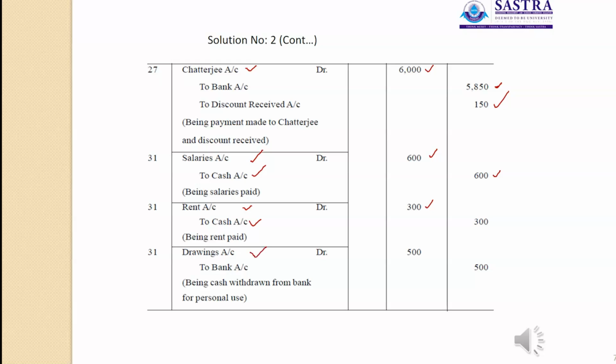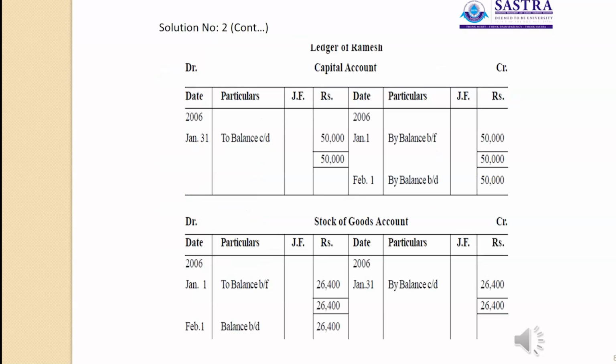Then cash withdrawn from bank for our personal use. So drawings account debit to bank account. Drawings account debited rupees 500 to bank account credited rupees 500. The narration for this transaction is cash withdrawn from bank for personal use.